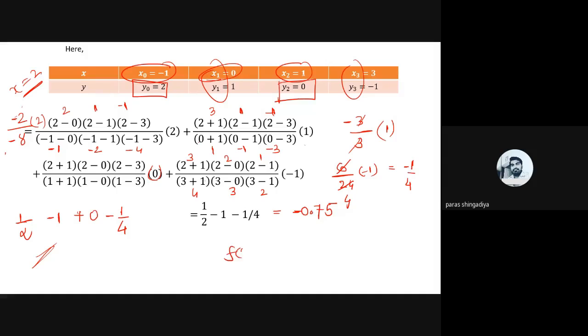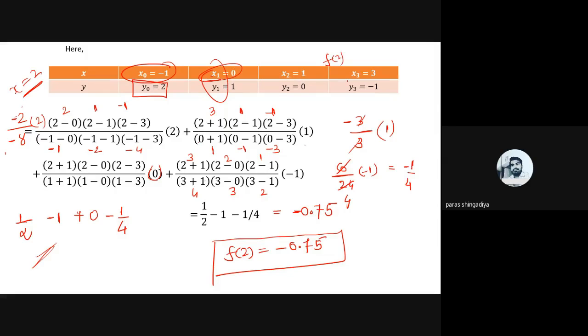f of 2 is equal to negative 0.75, and we can also verify whether this answer is correct or not. In this table, the 2 is in between 1 and 3, meaning the last interval. Here the f of 2 will arise in between 1 and 3. Clear? So the answer of f of 1 is equal to 0.